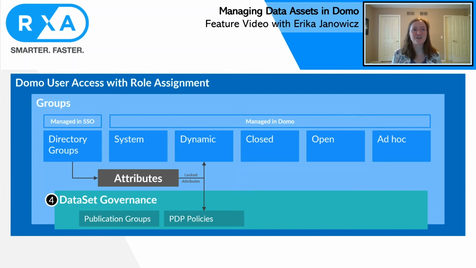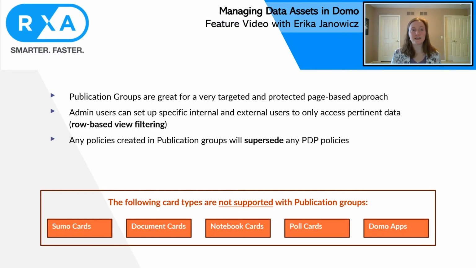Finally, our last security feature that we're going to cover is DataSec governance. The publication group feature is available on demand. This is ideal for a viewer audience. You administer at the page level, and it can also be set with an organization's single sign-on. Publication groups prohibit external pub group users from Domo's buzz feature or interacting with other Domo users. It's a very targeted and page-based approach.